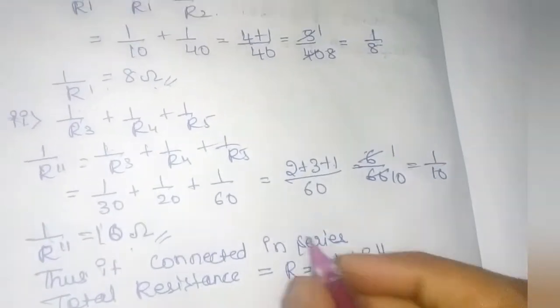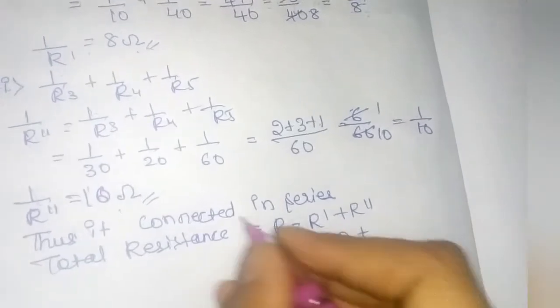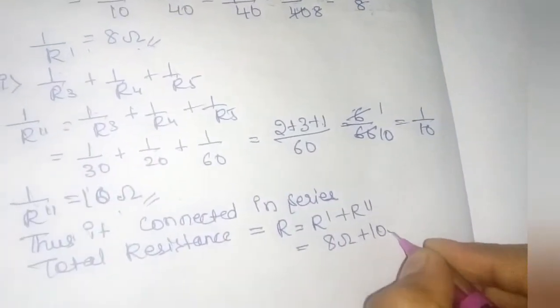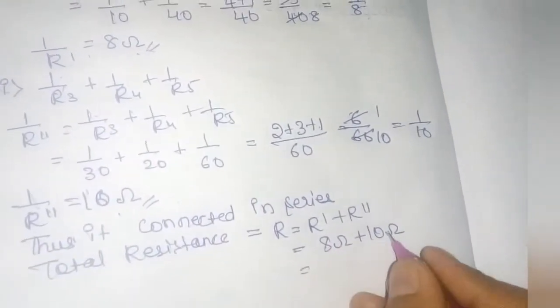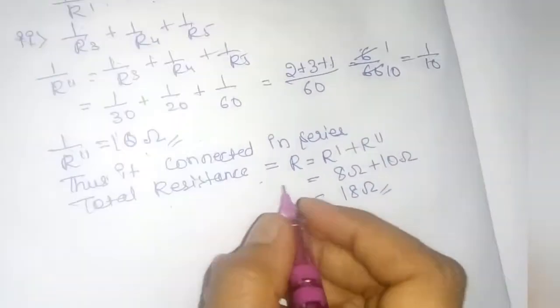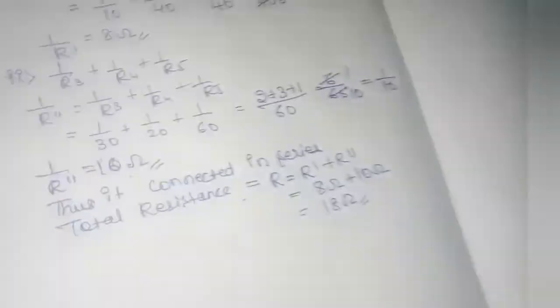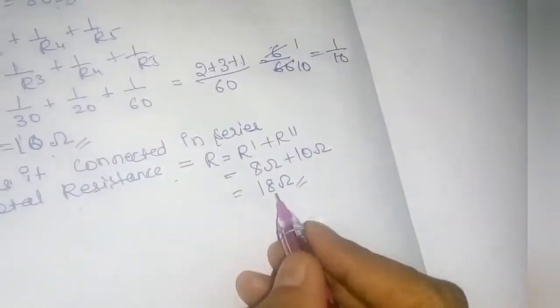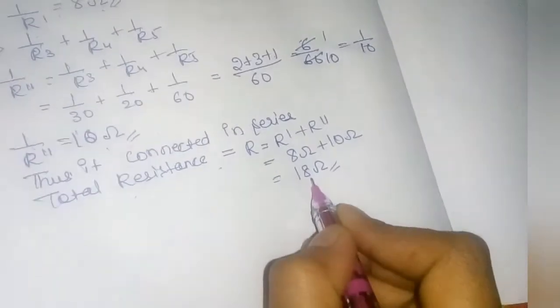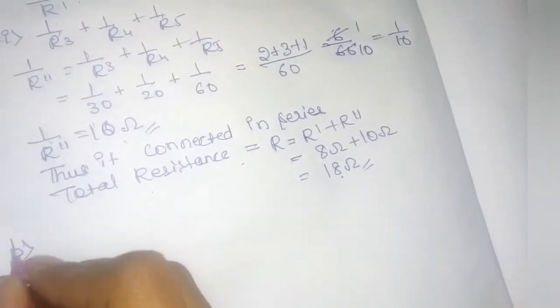Okay, now what is the R dash value? That is 8 ohm, 8 ohm plus 10 ohm, that is equal to 8 plus 10, 18 ohm. So the total resistance we have to find out, the total resistance in a circuit. Thus the total resistance in the circuit is 18 ohm. Understood? So now the second one, that is B question. Let us solve the B question.